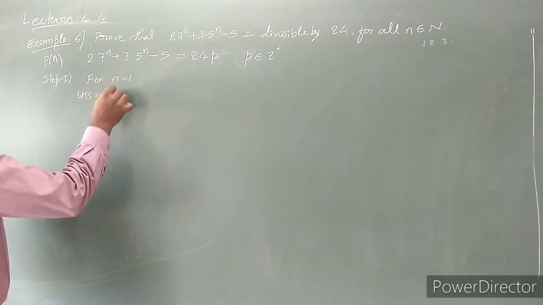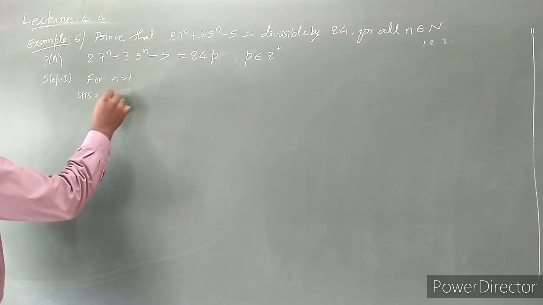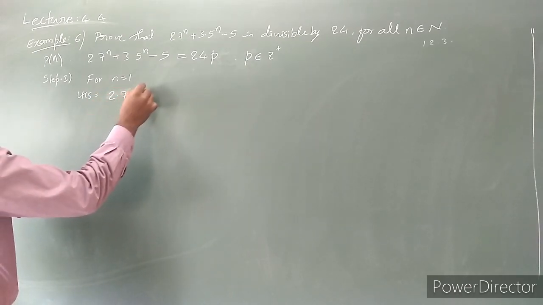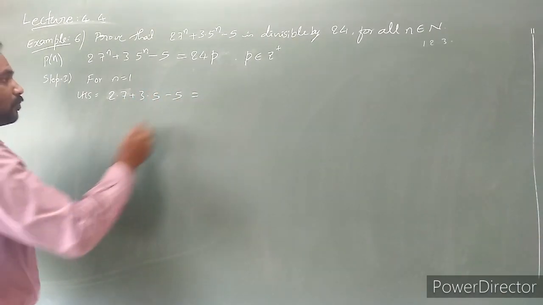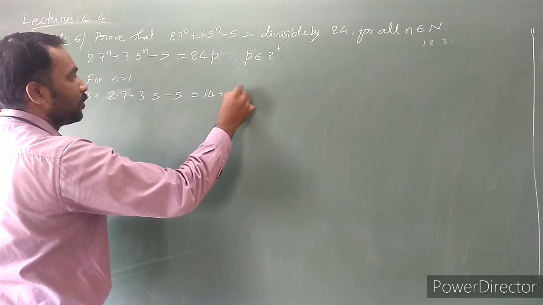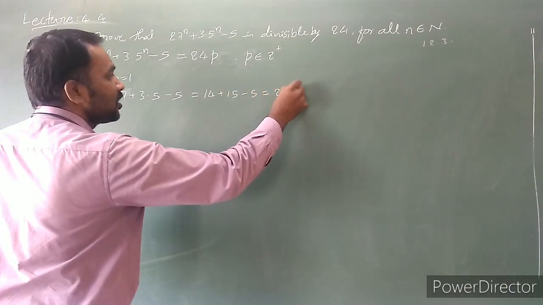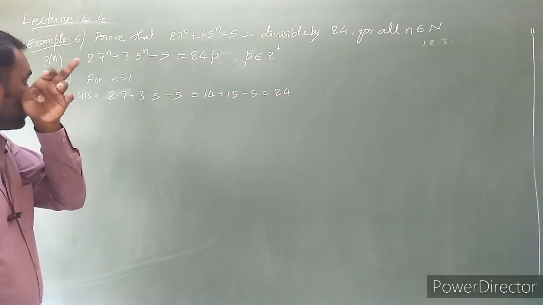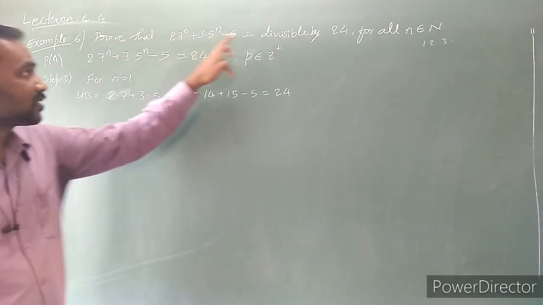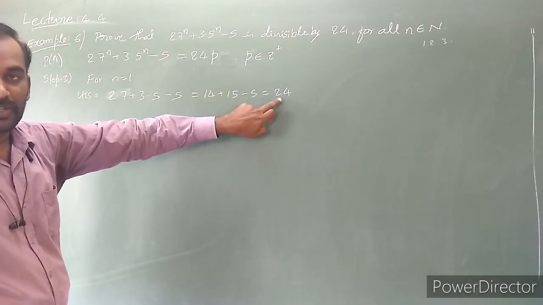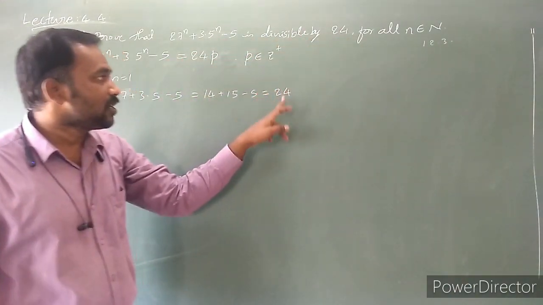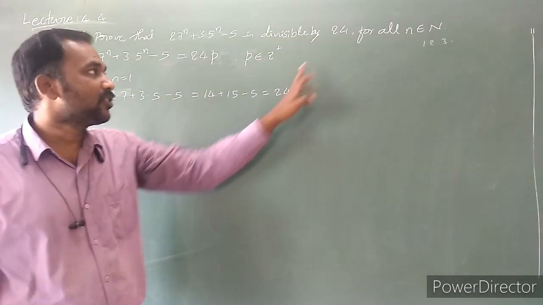What is that? 2 into 7 power 1 is 7, plus 3 into 5 minus 5. Already it is written: 14 plus 15 minus 5 is equal to 24. Now further check whether the statement is true or not. For n equal to 1, this number is 24, which is divisible by 24. Yes, 24 is divisible by 24.